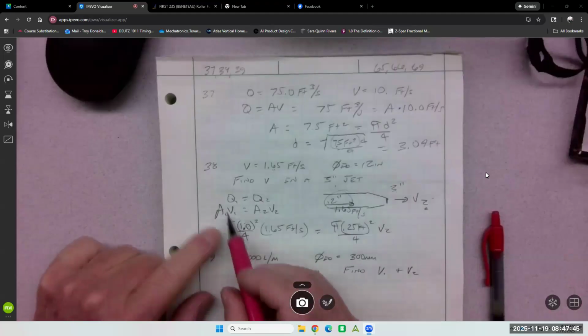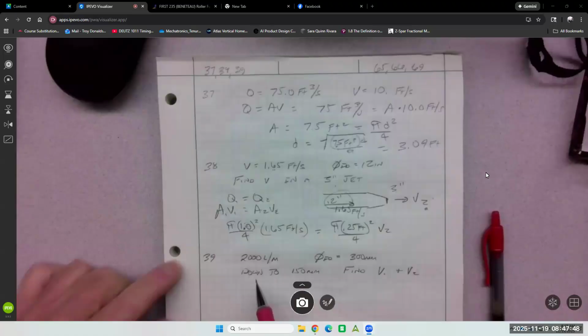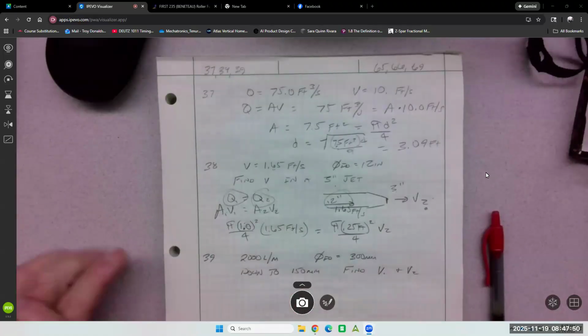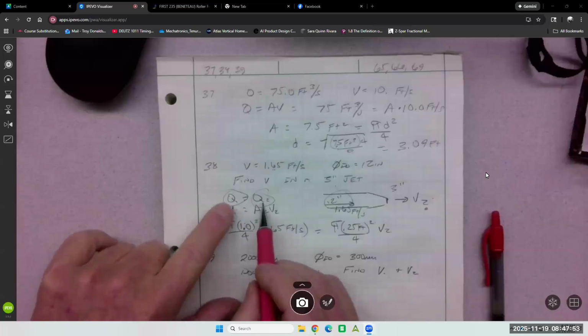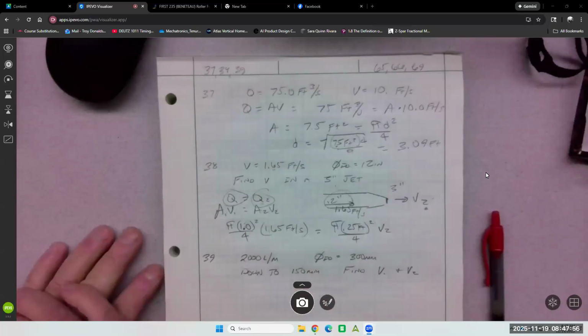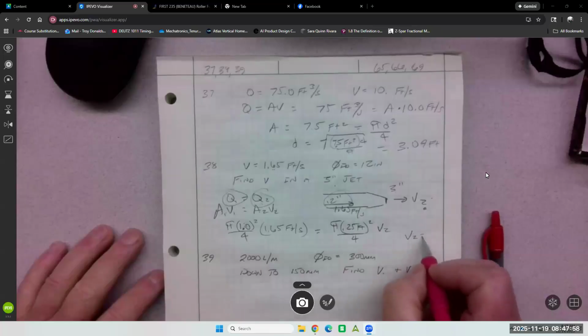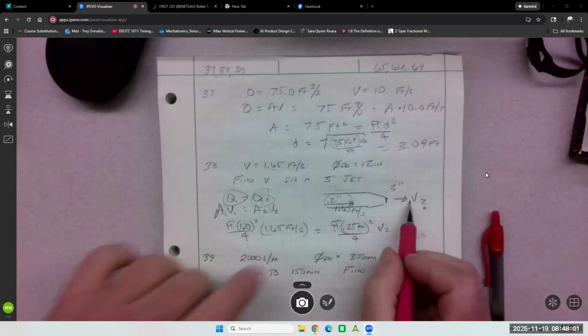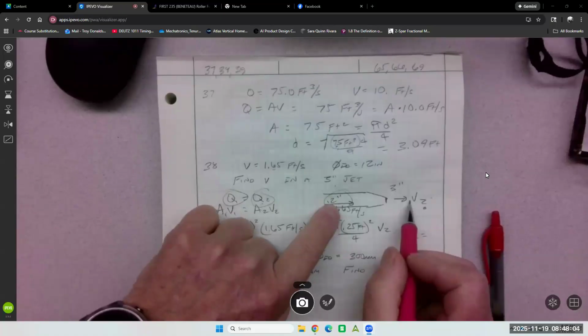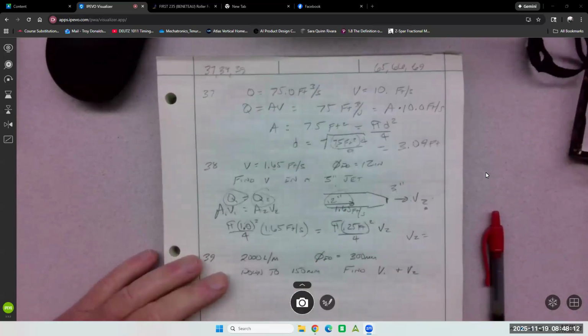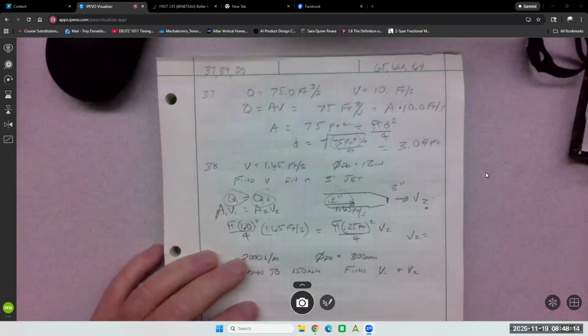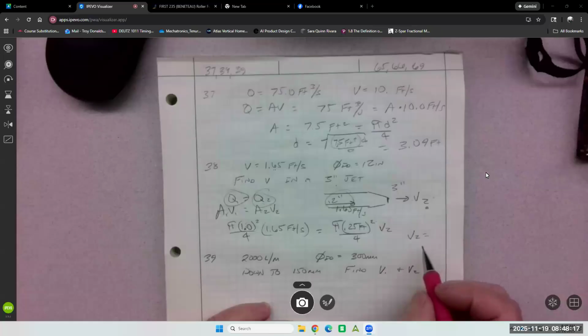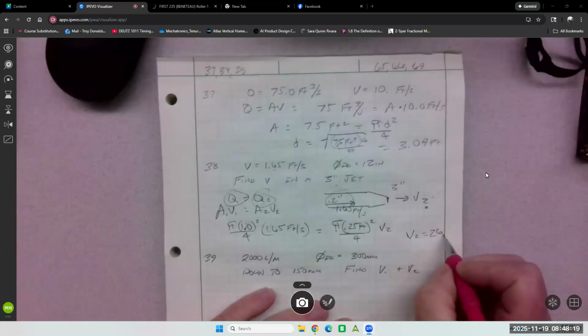So this concept of area times velocity, Q stays the same. That's the conservation of energy, or the conservation of flow. V2 equals. It's going to be faster or slower than the first one? Why? Yeah, well, it's much smaller. It's going to push the same amount of volume, but through a much smaller diameter. It's good. What'd you get? 26.4 feet per second.